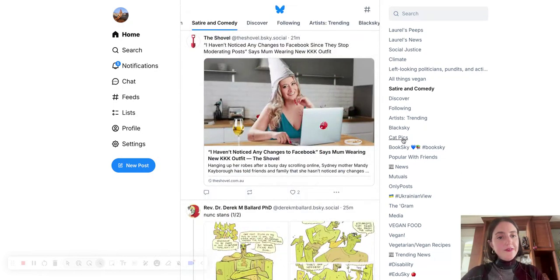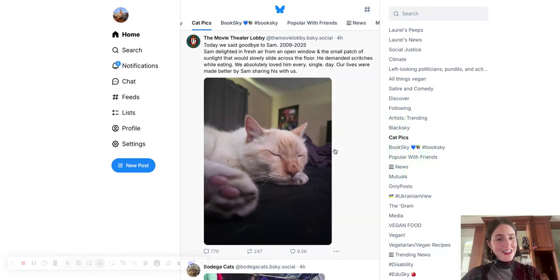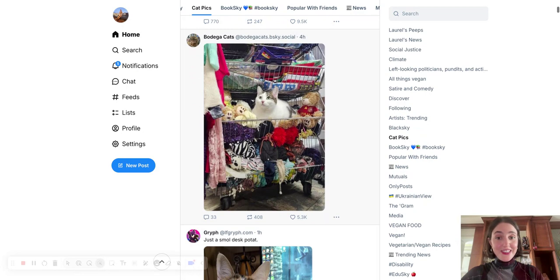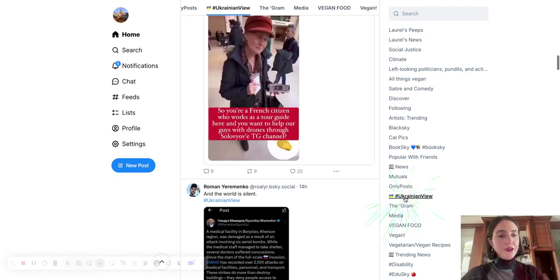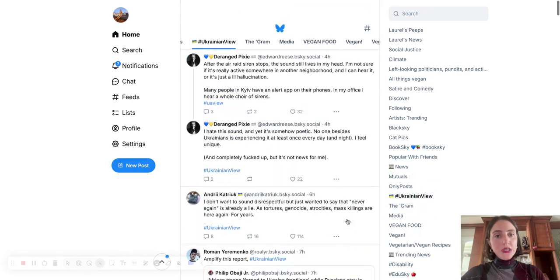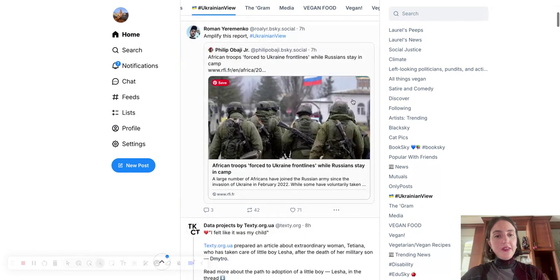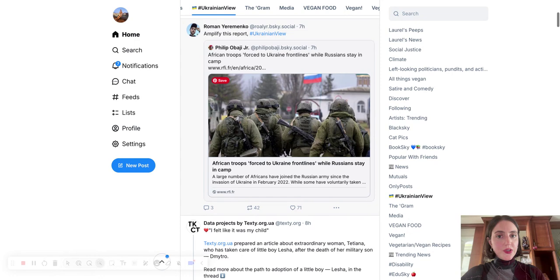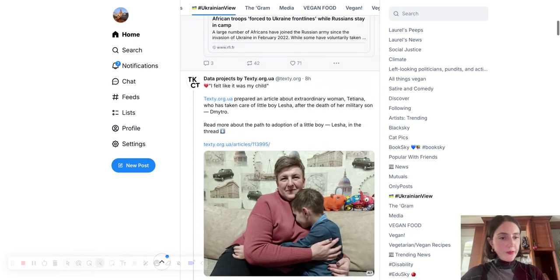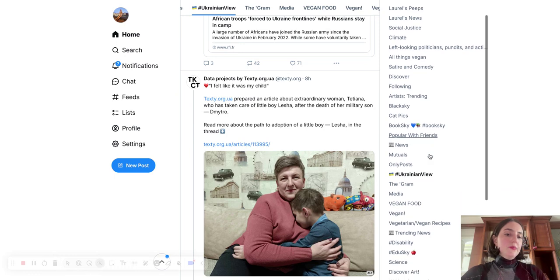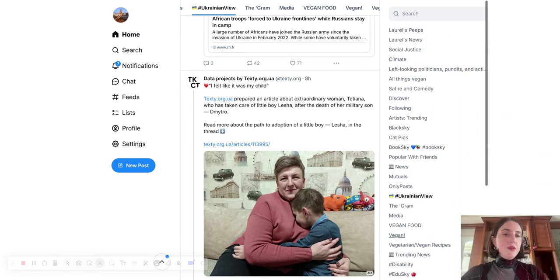There are also ones that I've followed that other people have made, like if I just want to see cat pics, I love this. I could just see cat pics. I mean, who doesn't want to scroll around and look at cat pics for a while? There's another interesting one called Ukrainian View. This one is focused completely on the situation in Ukraine, and people are posting from there, etc. So there are many of those that you can follow.